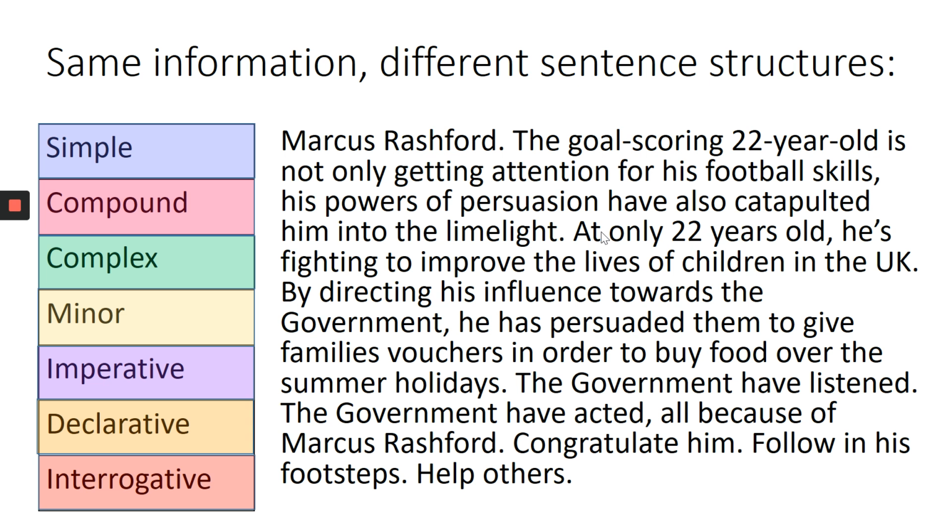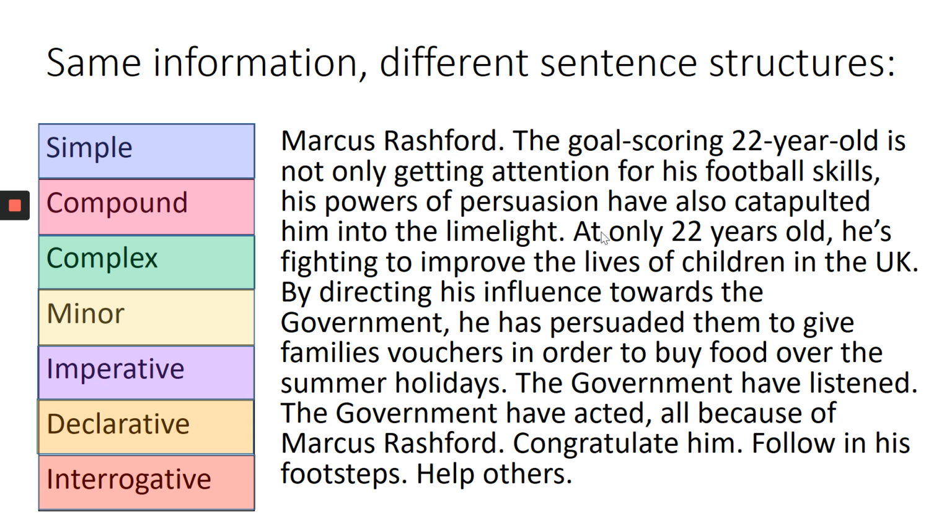So here we've got Marcus Rashford. The goal-scoring 22-year-old is not only getting attention for his football skills, his powers of persuasion have also catapulted him into the limelight. At only 22 years old, he's fighting to improve the lives of children in the UK. By directing his influence towards the government, he persuaded them to give families vouchers in order to buy food over the summer holidays. The government have listened. The government have acted, all because of Marcus Rashford. Congratulate him, follow in his footsteps, help others.